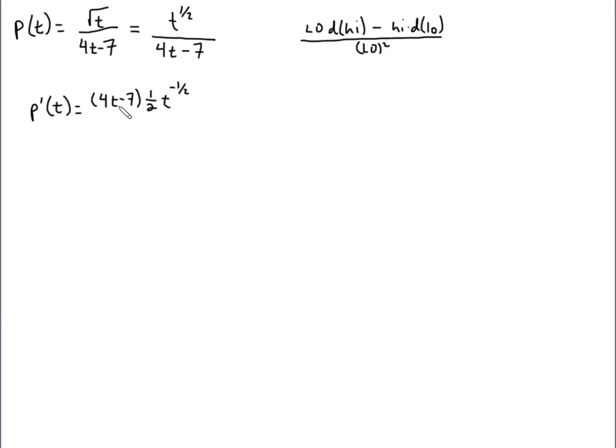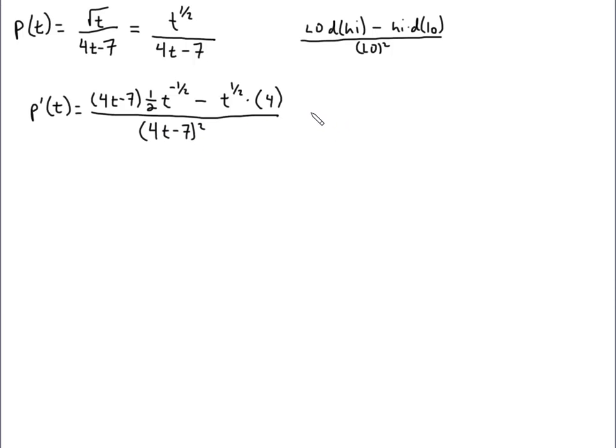So low, that's the low function, d high, that's the derivative of the high function, minus high, so that's just the high function left alone, times the derivative of the low function. Well, that function is just a linear function, its derivative is just a constant, 4, and divided by the bottom function squared. So 4t minus 7, whole thing squared.